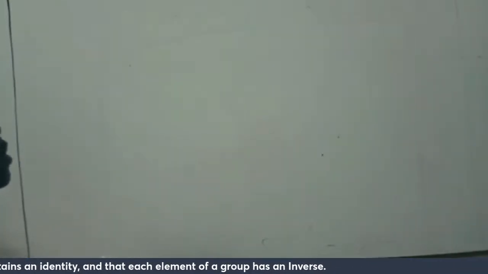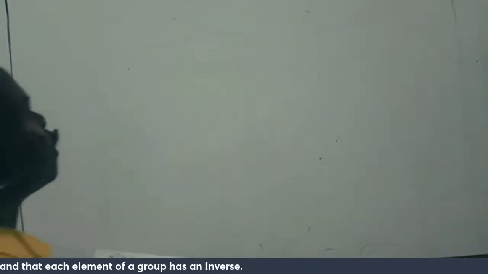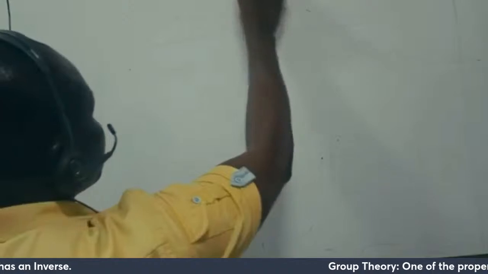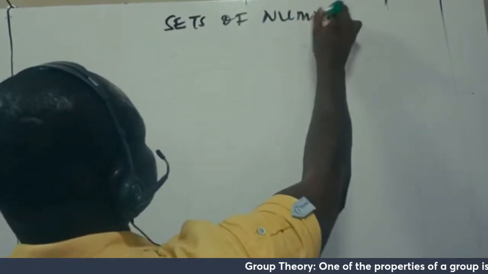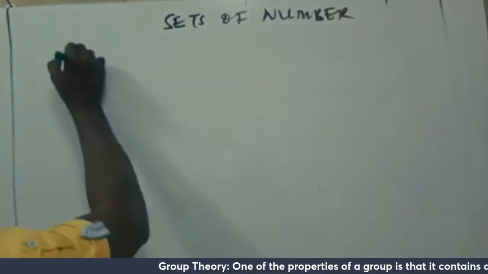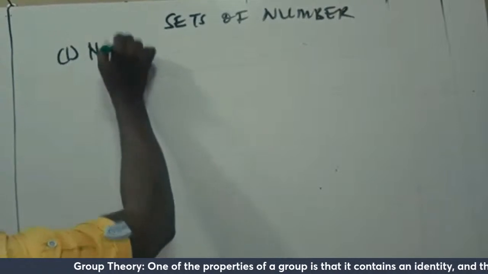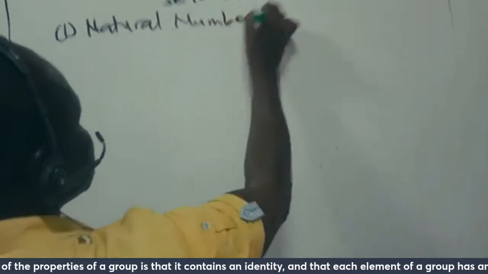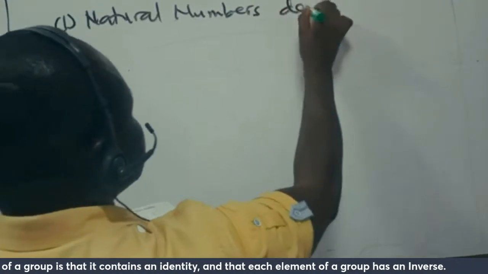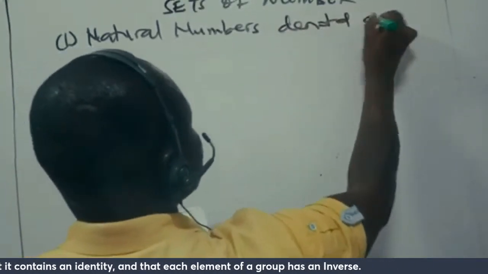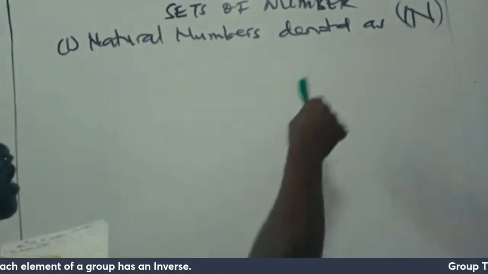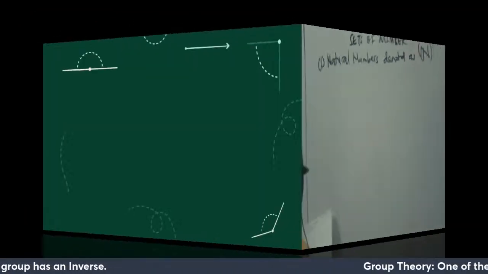Just as I've introduced the set of numbers. So the first set of numbers are called the natural numbers, denoted as N, as we have it on the bottom.